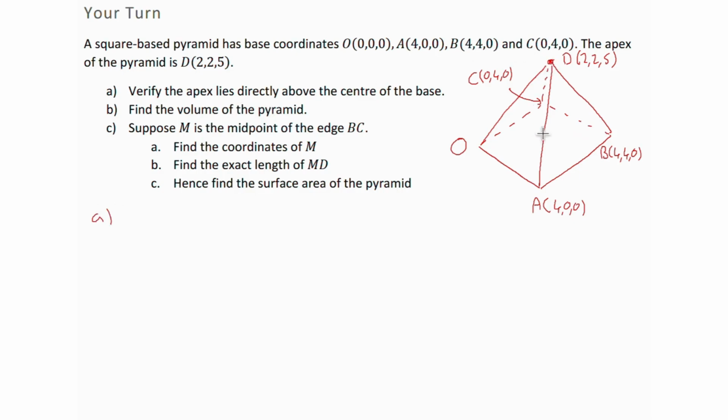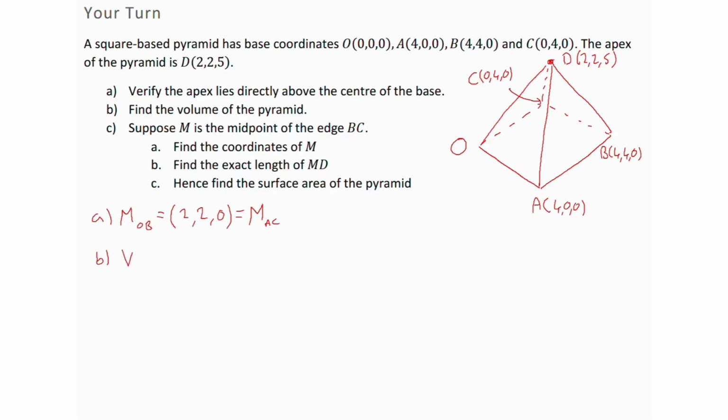So verify it's above the middle of this square is essentially what that's saying. How can we find the middle of the square? Well, we can find the diagonal OB or the diagonal AC and the midpoint of that. So the midpoint of OB is going to be halfway between 0 and 4 is 2, halfway between 0 and 4 is 2, halfway between 0 and 0 is 0. And that's exactly the same as if we find the midpoint of AC. Now that verifies that it's above it because this is 2, 2, 5 and this is 2, 2, 0. So they have the same x and y coordinates and just vertically above it.